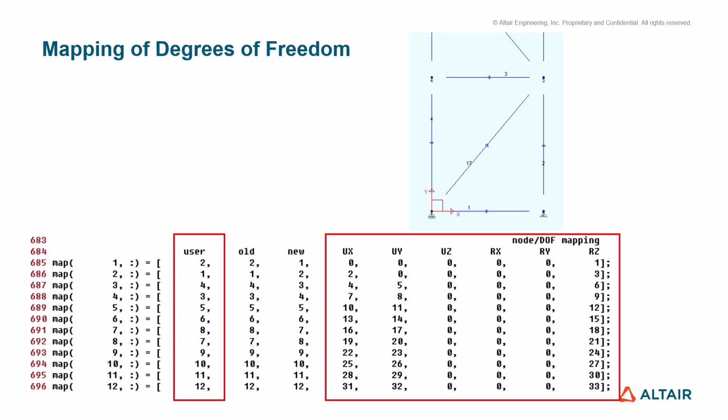Okay. The second row here tells you that for your joint number 1, it can move in the X direction. It cannot move in the Y, the Z, the rotation X, rotation Y, but it can actually rotate about Z. And this is the second degree of freedom, and this is the third degree of freedom. And then it goes through all the other joints.